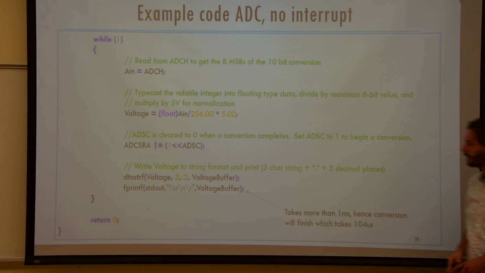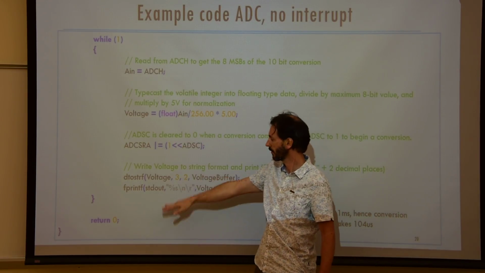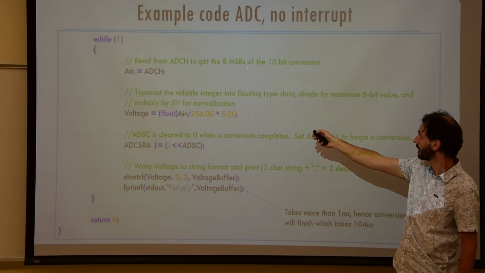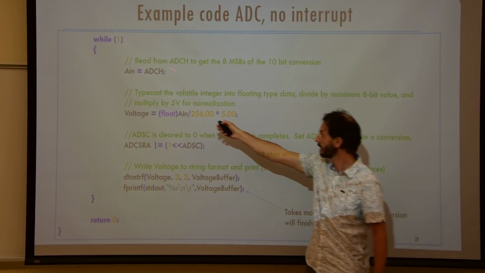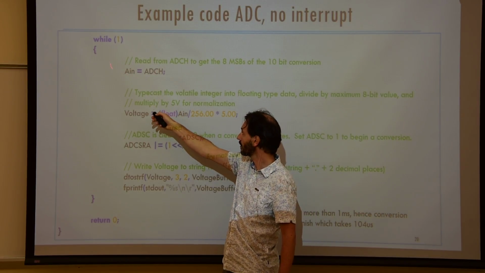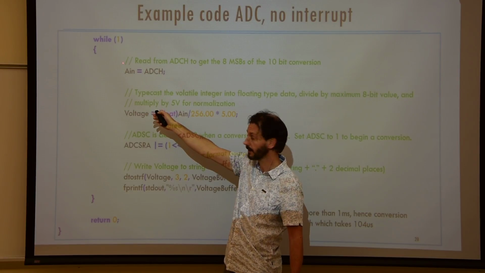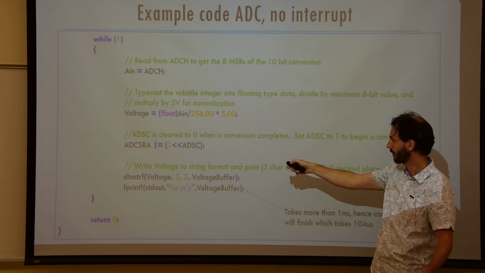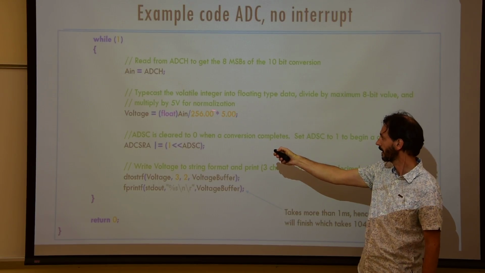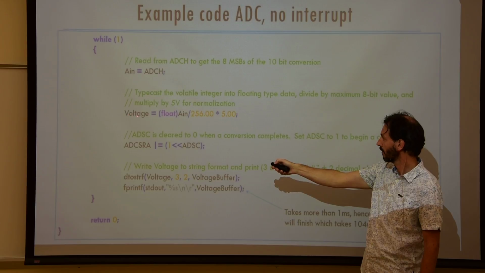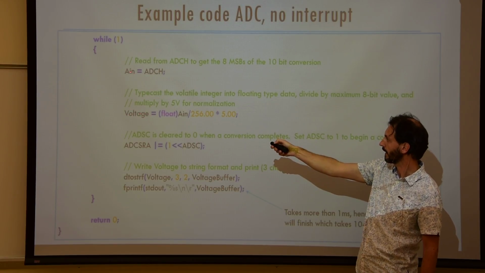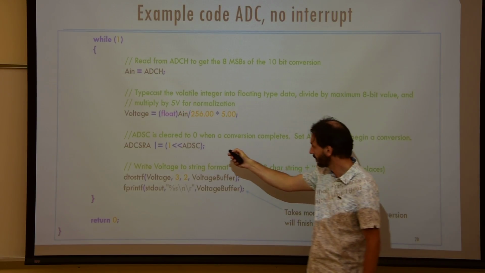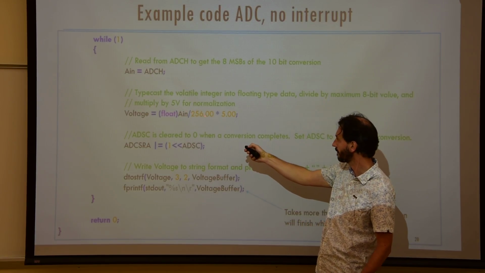Okay, so here is a while loop that we're going through, and as I said, the 8 most significant bits of the 10-bit conversion are in ADCH. We read it out, put it in Ain as our variable. We typecast it to float or however you would like to do it, but this is how we do it, and we want to figure out what is then the voltage that corresponds to Ain. Well, we divide Ain by 256.